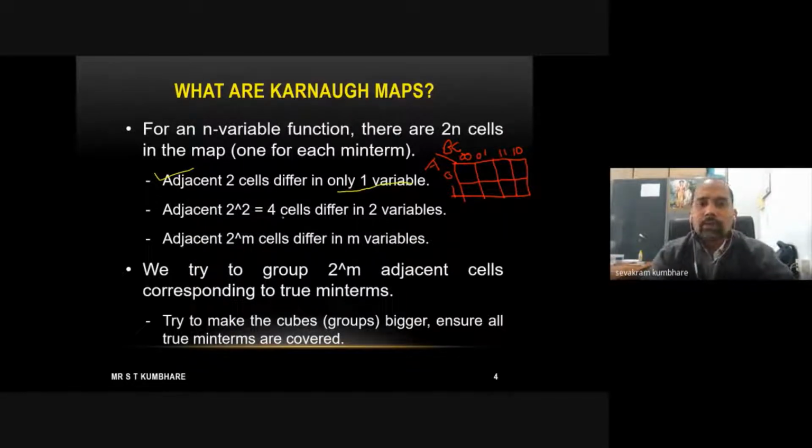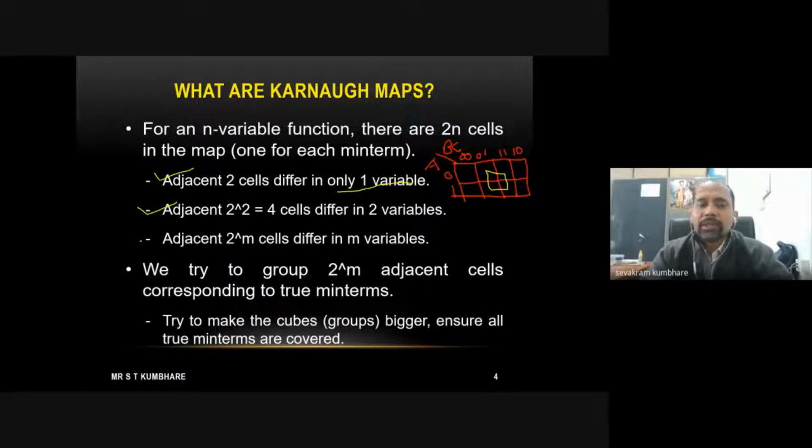Suppose we are talking about 4 cells. Let us say I'm considering these 4 cells, this and this. In these 4 cells, if you observe, A is changing, because here A is equal to 0, here A is equal to 1. And here, B is 0, B is 1, so B is changing, and C is 1, C is 1, meaning only B is changing. So in these 4 cells, A and B are changing. That's what is meant: in adjacent 2 raised to power 2, that is 4 cells, they differ only in two variables.